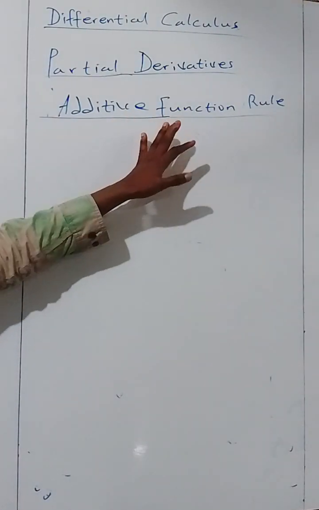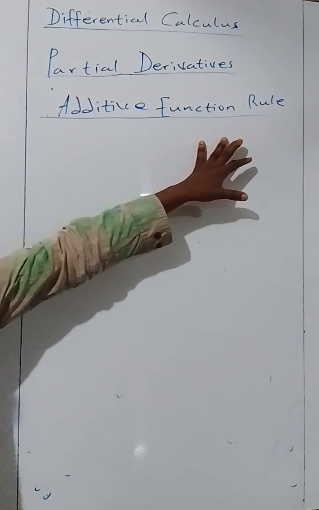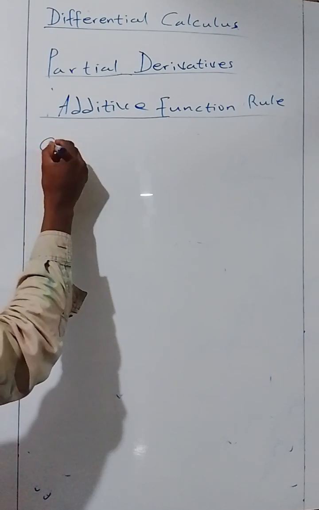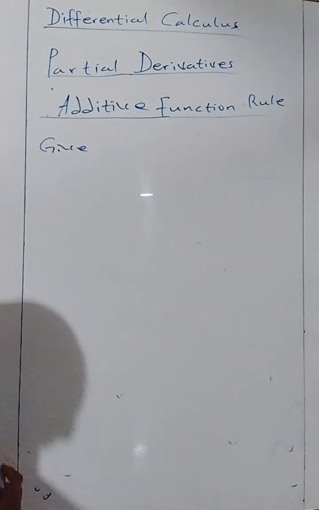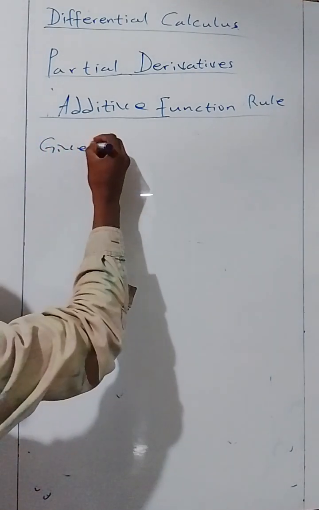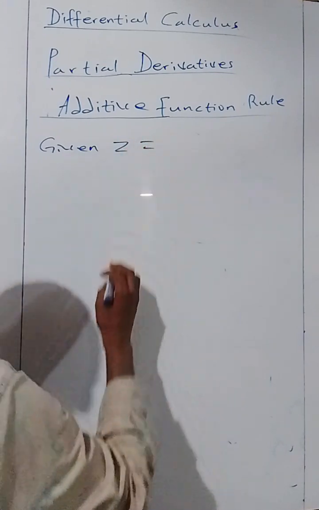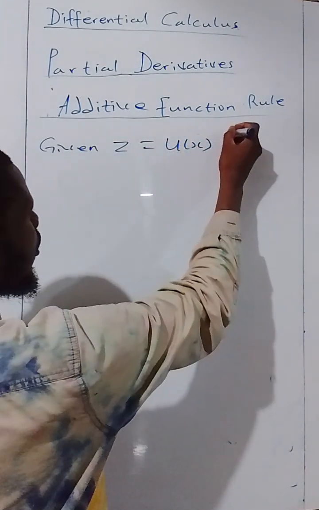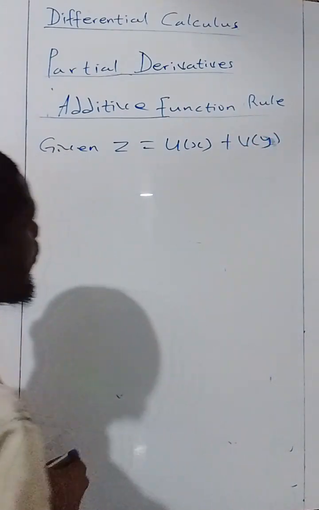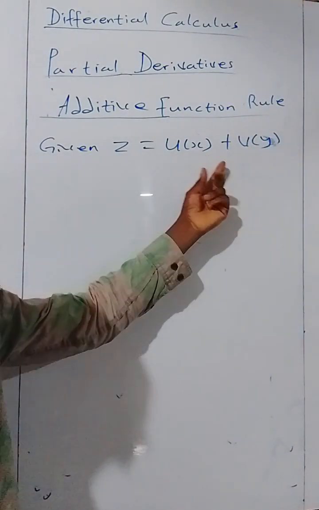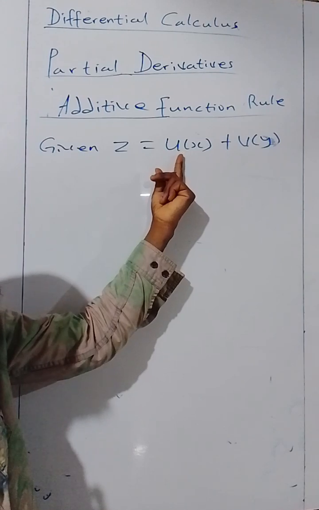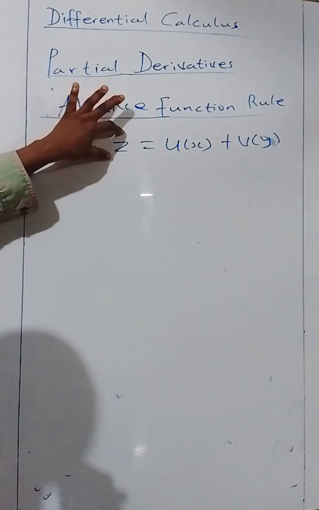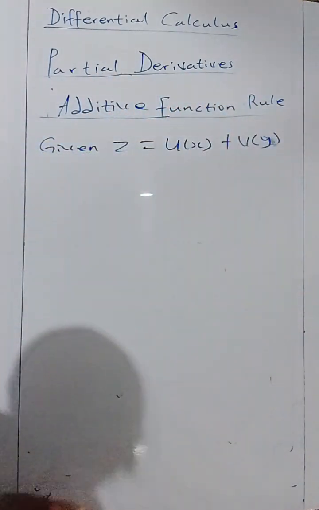In this class, I'll be talking about additive functions. Given an additive function z equals u of x plus v of y, we have a function that depends on x and another function that depends on y. So we have z that depends on both x and y.